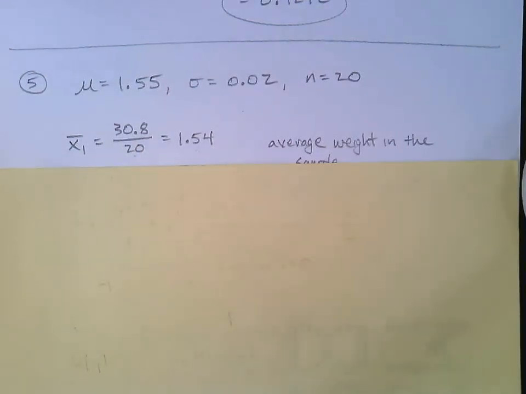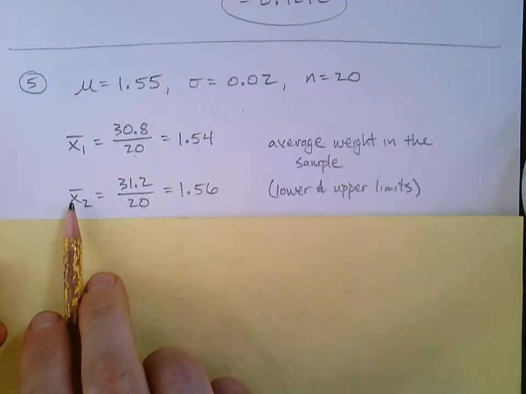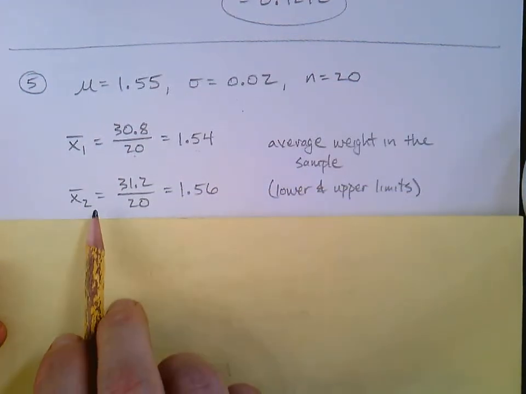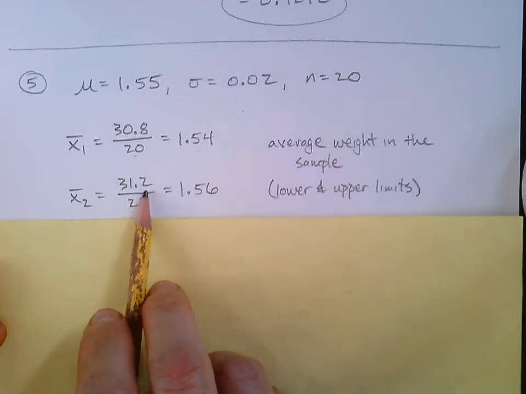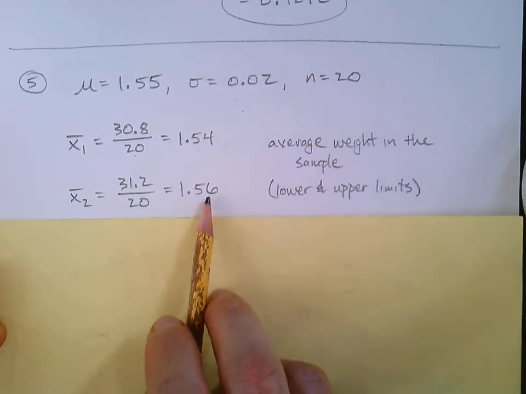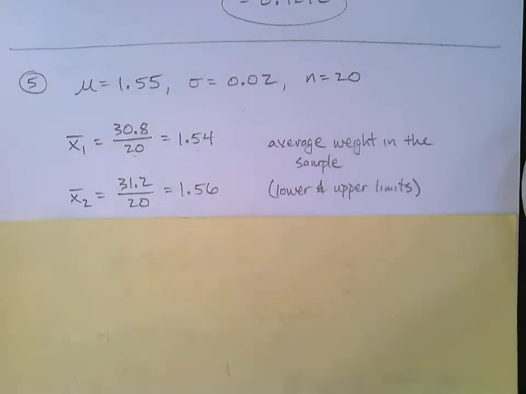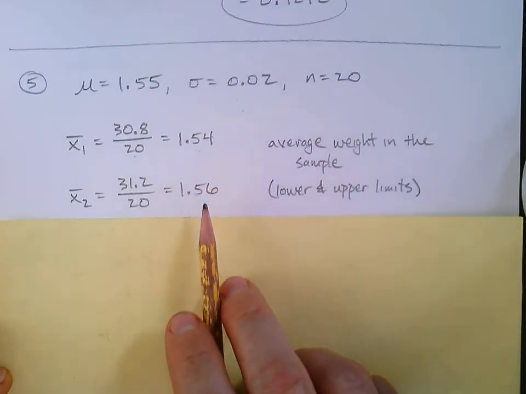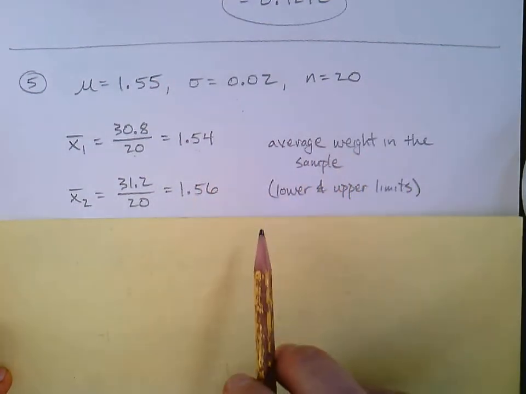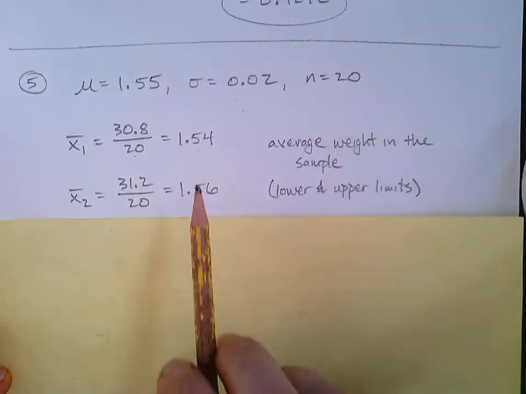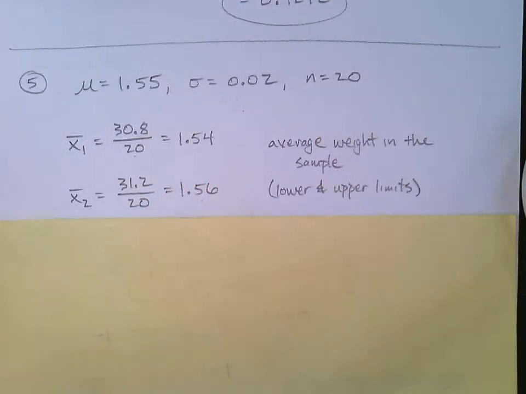We can do the same thing for the maximum weight of the 20 bars, 31.2. So we'll call it x bar sub 2, and we'll take 31.2, the total weight of the carton, divided by 20 bars. So the average bar in that sample would be 1.56 when you divide those numbers. And you see my note here on the side. What do these represent? The average weight of a bar from those samples. We've got the lower limit and the upper limit.